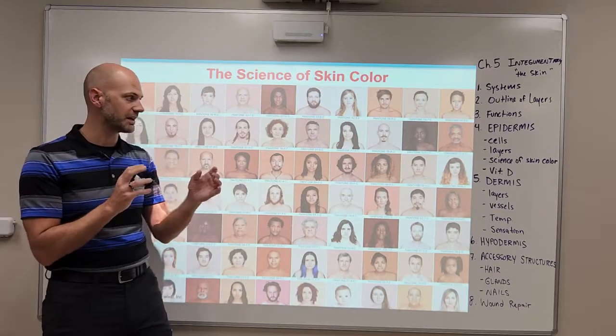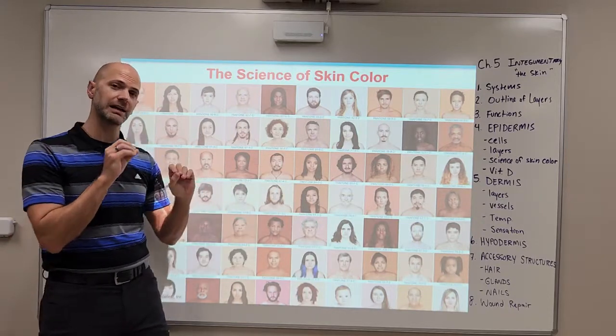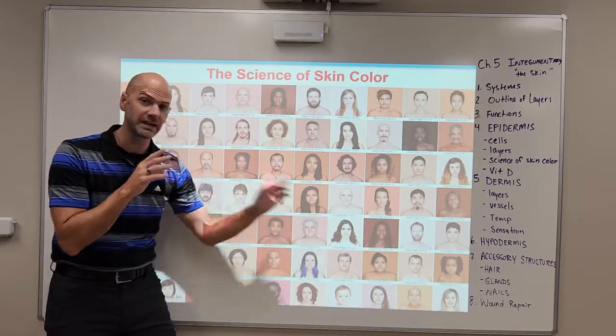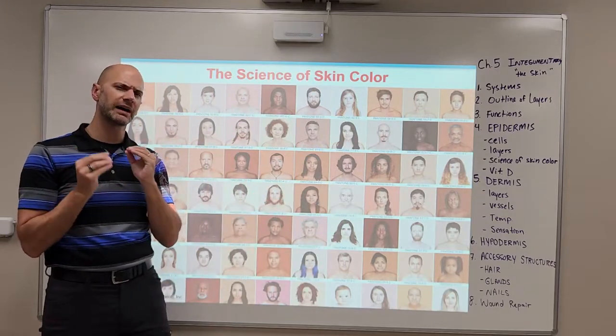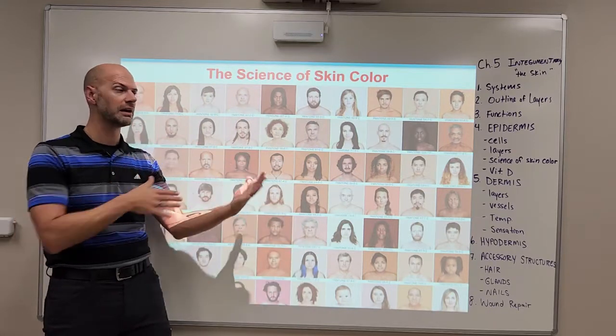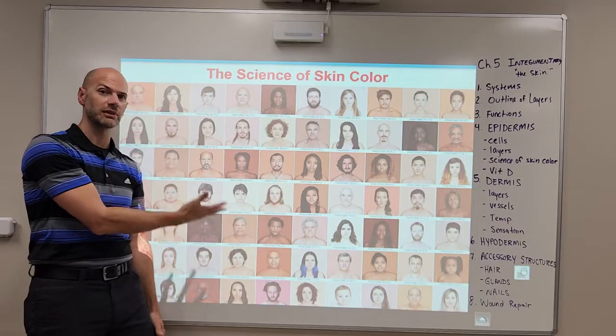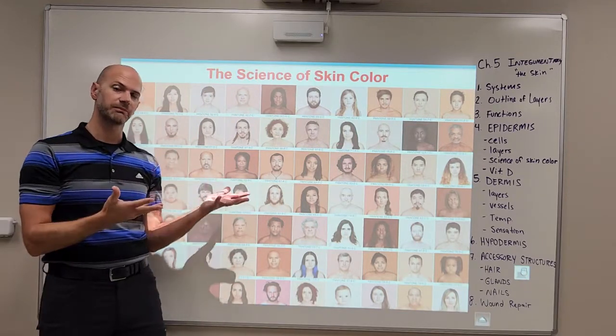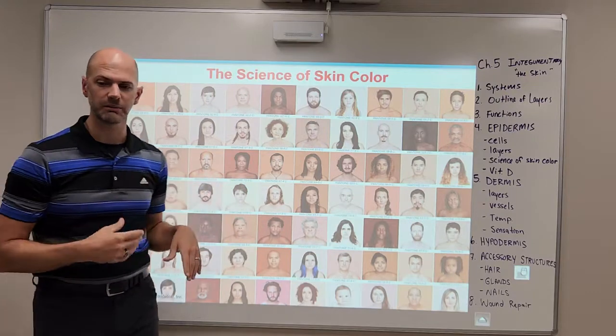It's all different types of beige and pink and brown and really dark brown and light brown and really, really white. There's a lot of variety across human populations, all across the globe. Where does that variety of skin tone come from? What is the science behind it? We're going to learn about that.